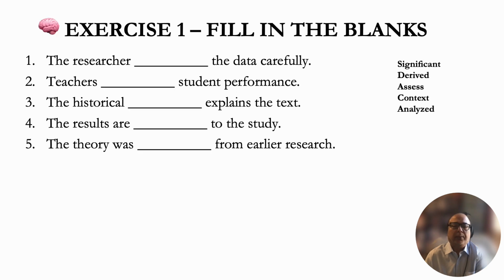Okay, so now we need to practice, right? You learned 20 new words in academic writing. Now you need to practice what you have learned. So fill in the blanks. There are 5 sentences, and you see the 5 words on the right side: significant, derived, assess, context, and analyze. So put the words in the right sentence, each one of them. Pause the video, complete the lesson, and I will show you the answers.